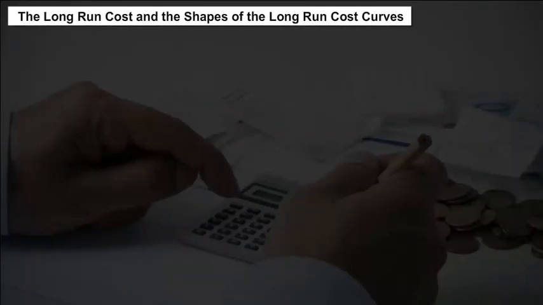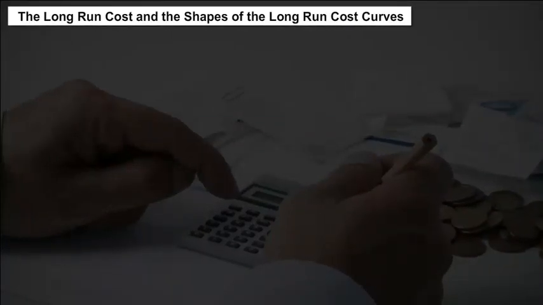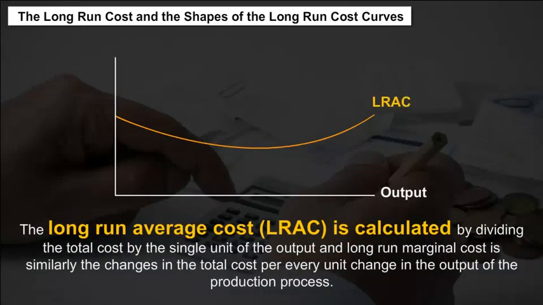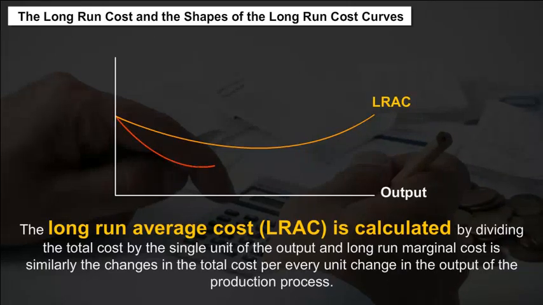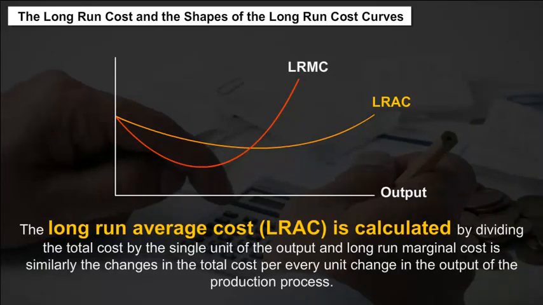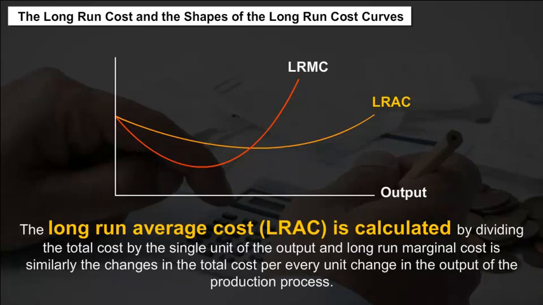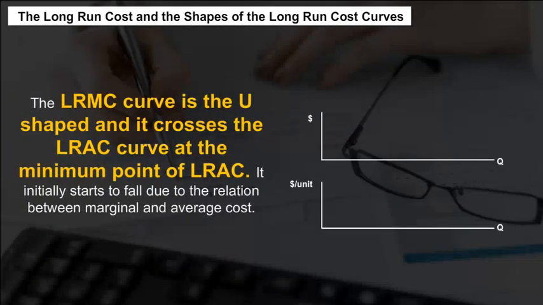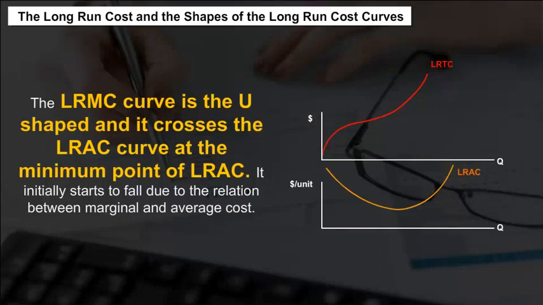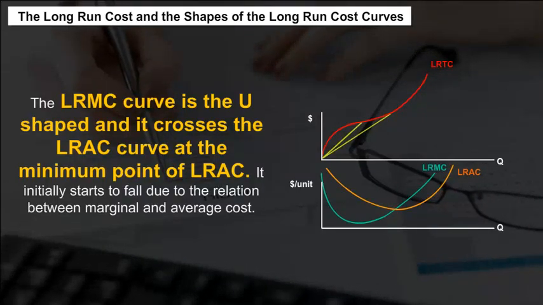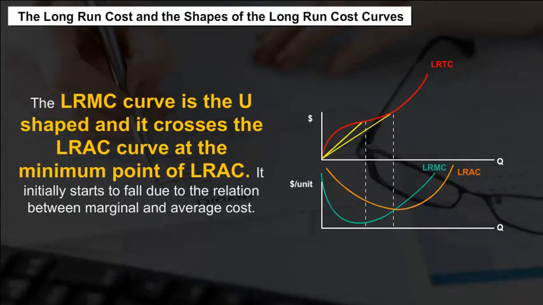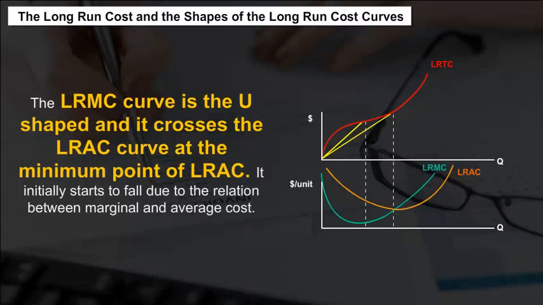The long-run cost and the shapes of the long-run cost curves. The long-run average cost, LRAC, is calculated by dividing the total cost by a single unit of output, and long-run marginal cost is the change in the total cost per every unit change in the output of the production process. The LRMC curve is U-shaped and it crosses the LRAC curve at the minimum point of LRAC. It initially starts to fall due to the relation between marginal and average cost.